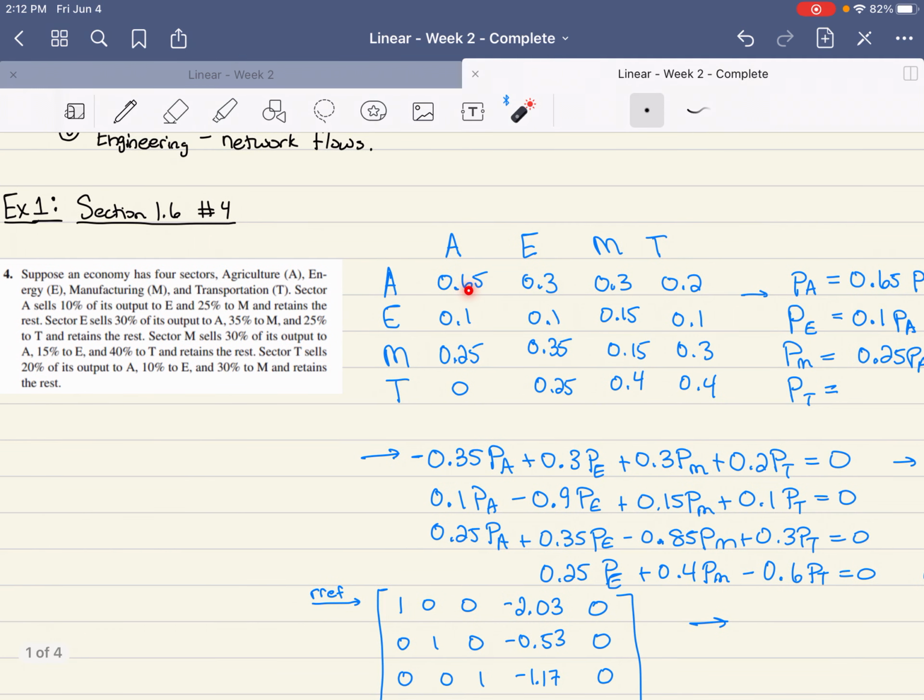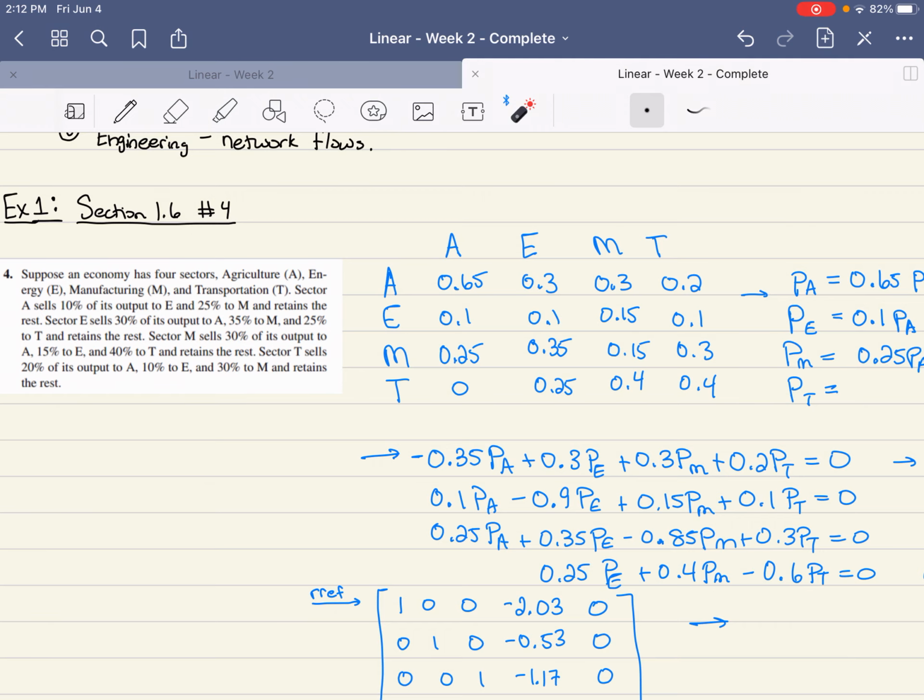So the way you do that is you set up how much is going. I set it up this way. So you've got agriculture, 65% stays where it is, 10% goes to energy, and 25% goes to manufacturing. Nothing goes to transportation. And that kind of makes sense. But it all comes from the sentences over here. So it doesn't tell you how much this is, but they tell you the 10% and the 25%. And then you have to deduce what that number is. And same thing for these guys.